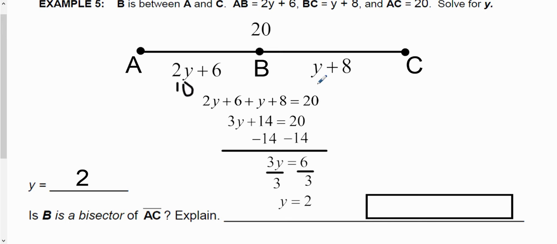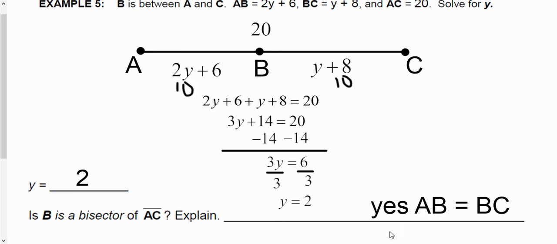And on this other one, we'd have 2 plus 8. The y is 2. This is 10. So they're equal. So yes, B is a bisector. Does cut it in half. Because the length of AB equals the length of BC.